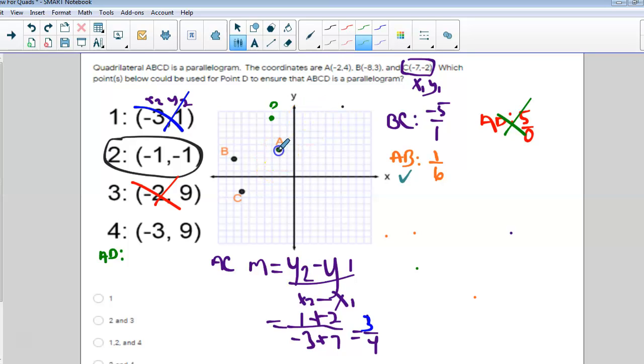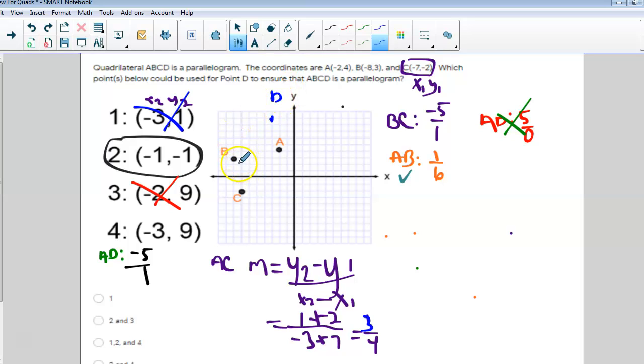So I'm going to count up and over. Okay, so hopefully we'll have, so this is 1, 2, 3, 4, 5. So that is going to be a negative slope. So that's a -5, and we ran over 1. But let's double check that to make sure that AC is also parallel to AD.